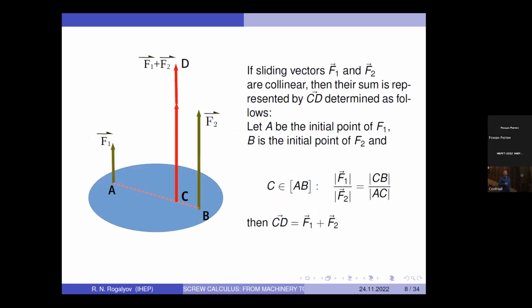When the forces are parallel, there is no intersection point. In order to add these forces, we should divide the line segment that connects the initial points of the forces F1 and F2, using the ratio between the magnitudes of these forces, and divide this segment according to this ratio. Then we find the resultant force, which is also a sliding vector. This is the rule for addition of parallel sliding vectors.